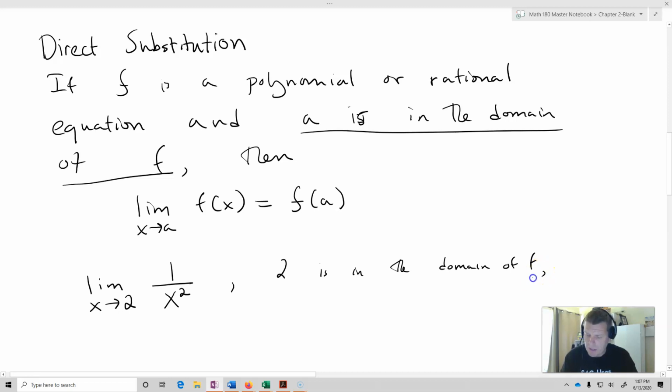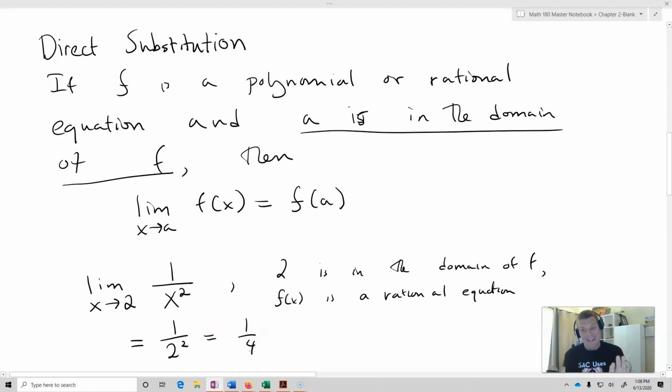So that's true for the first check. And second, f of x is a rational equation. So this whole thing is going to equal 1 over 2 squared. We just directly substitute, and that'll be 1/4. So that's it. Limits where we have a polynomial or a rational equation, as long as you're not finding it at a value that's undefined, then you can directly substitute.